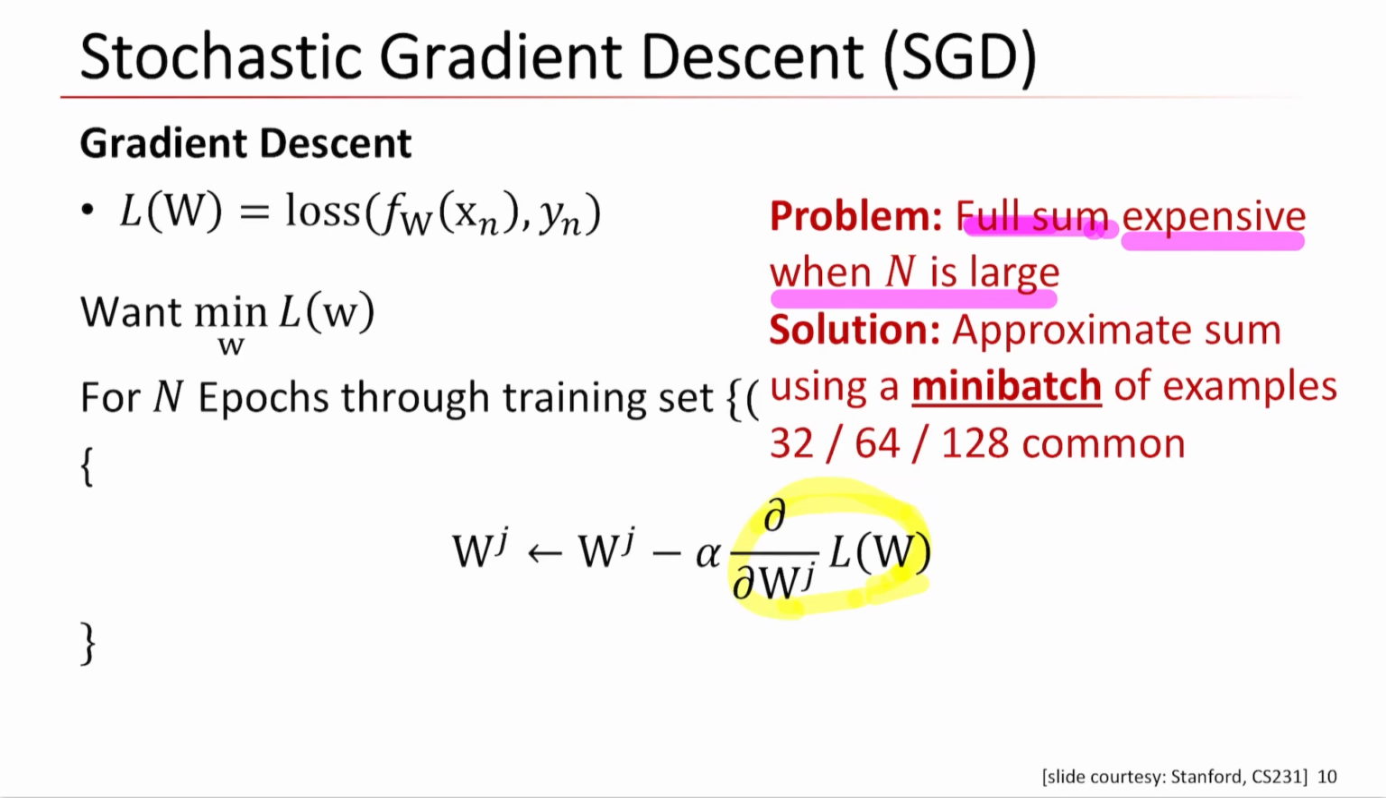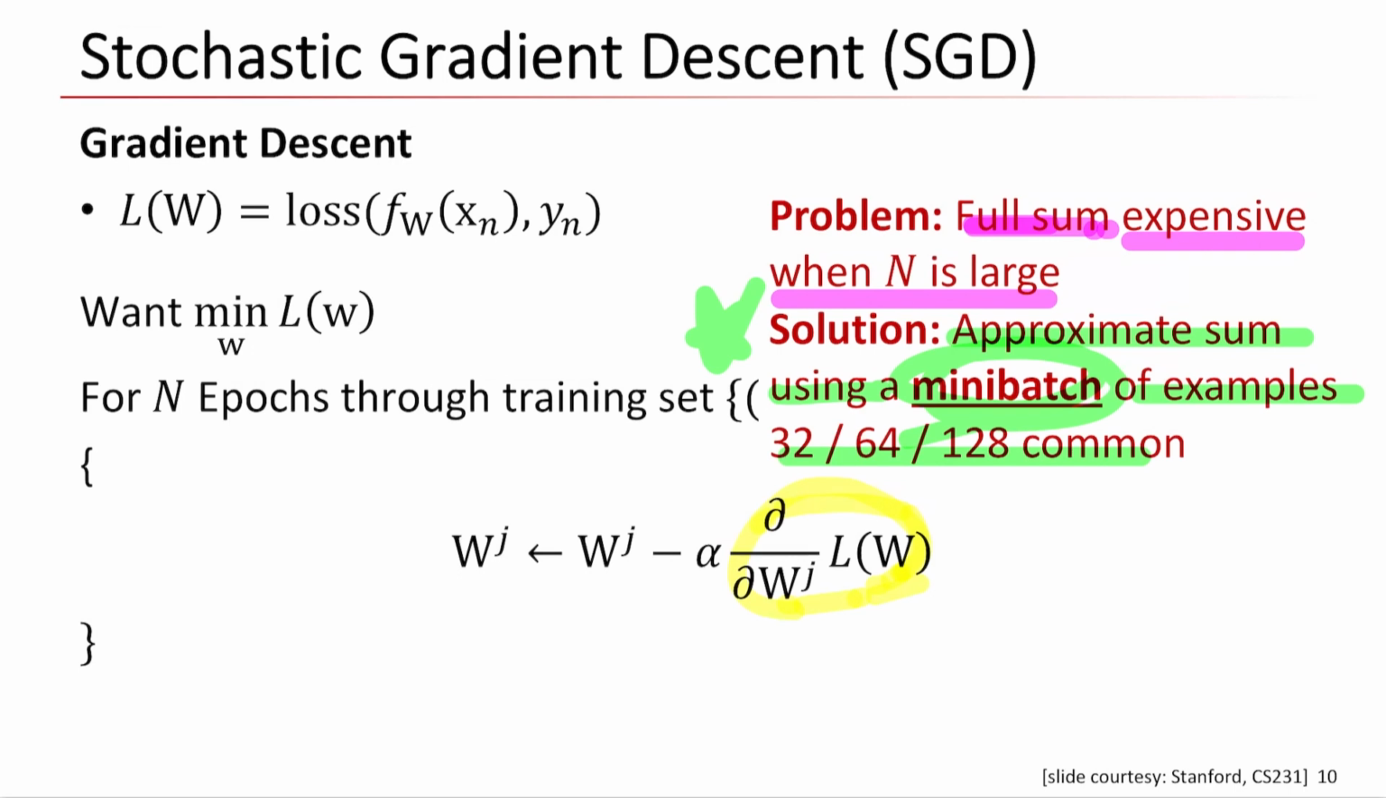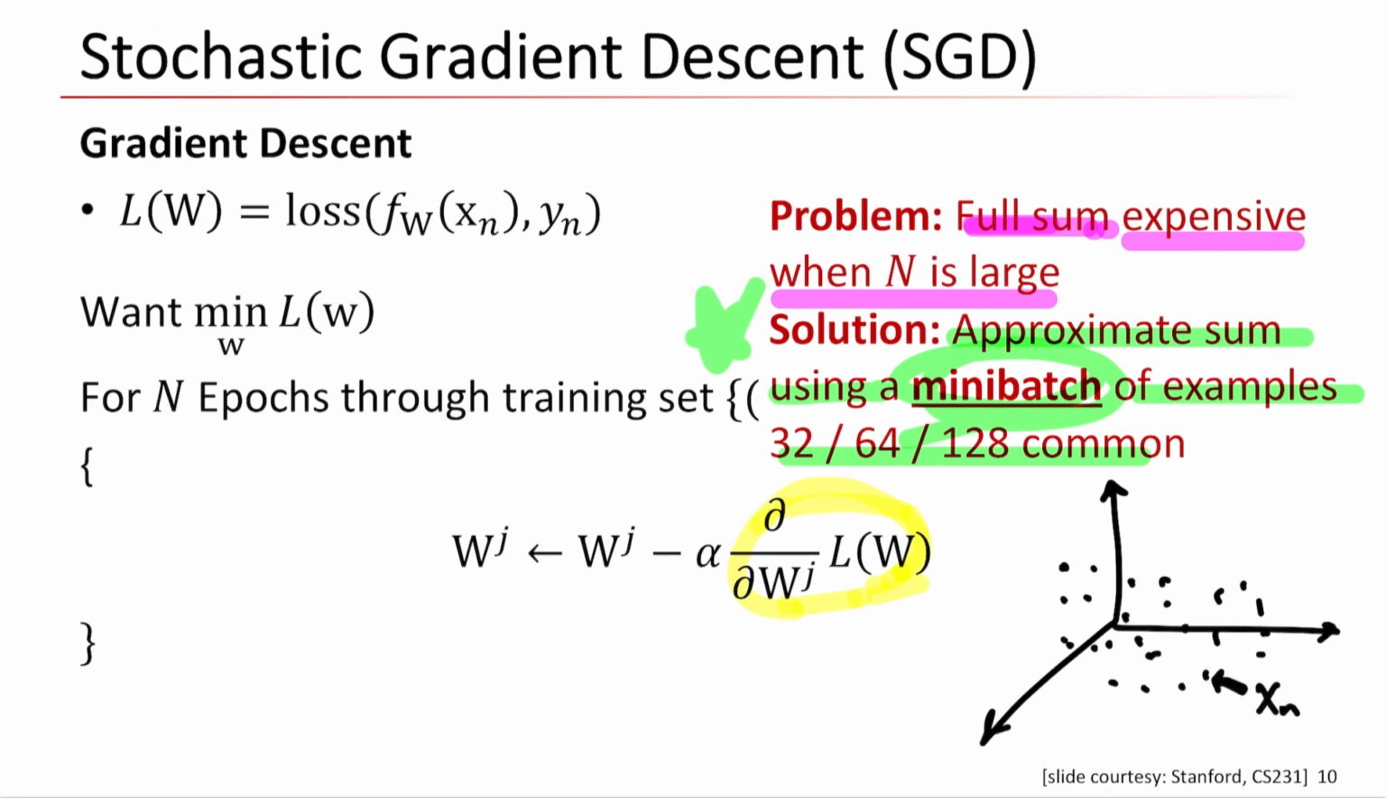So here is the solution. We can approximate the summation using the mini batch concept. A mini batch of the examples, something like this. So what does it mean? Okay, so let's say here is the training sample, training features, something like this. Okay, so let's say this is just xn.